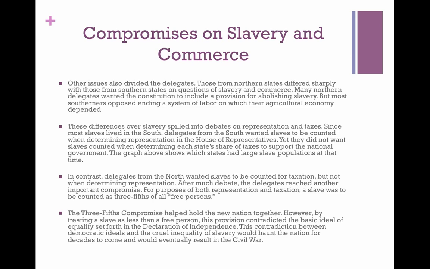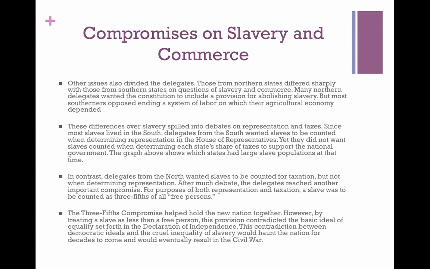So then they have to talk about a couple other big issues, slavery and commerce. There were other issues that were also dividing the delegates. Those from the northern states differed sharply with those from the southern states in questions on slavery and commerce. Commerce, think trade. Many northern delegates wanted the Constitution to include a provision for abolishing slavery. But most Southerners opposed ending a system of labor on which their agricultural economy depended. They needed the slaves.